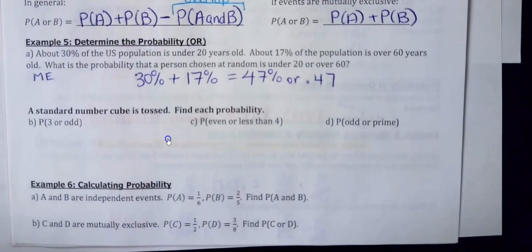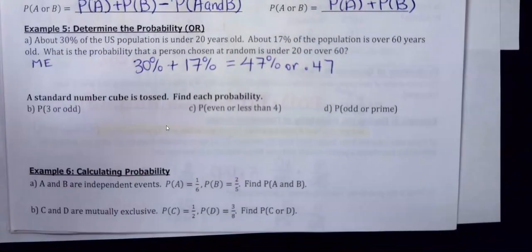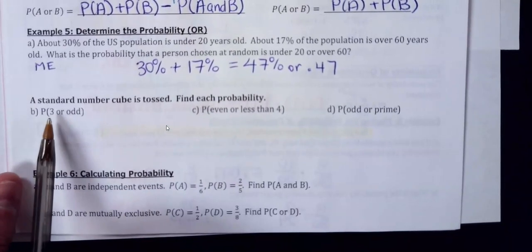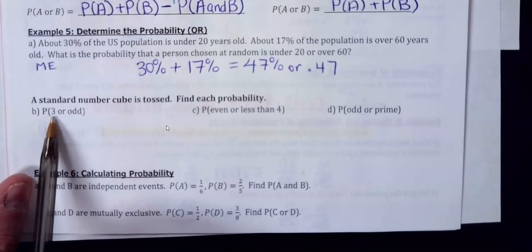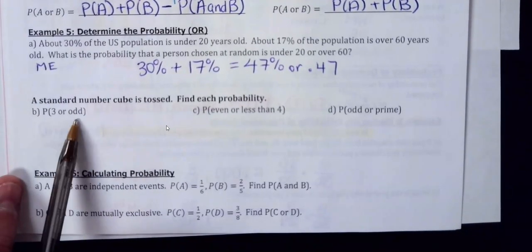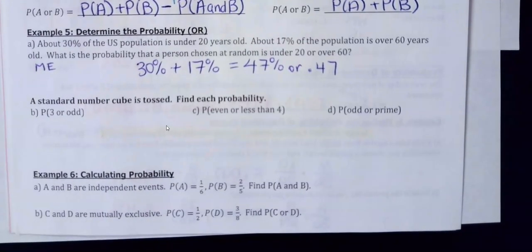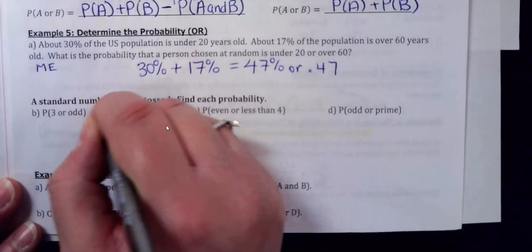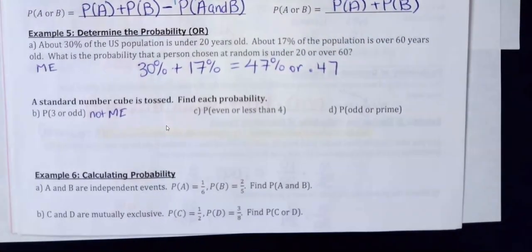Okay, now, see what you think here. This says I'm going to just throw a die. Number cube is what they call them sometimes. Probability that it's a 3 specifically or an odd number. Would you say those are mutually exclusive? So can I roll a 3 and an odd at the same time? Yeah, because 3 is an odd number. So this is not mutually exclusive, so there will be an overlap.